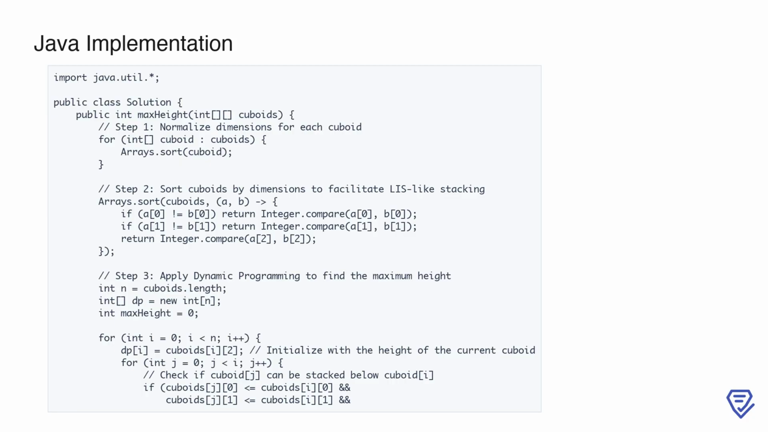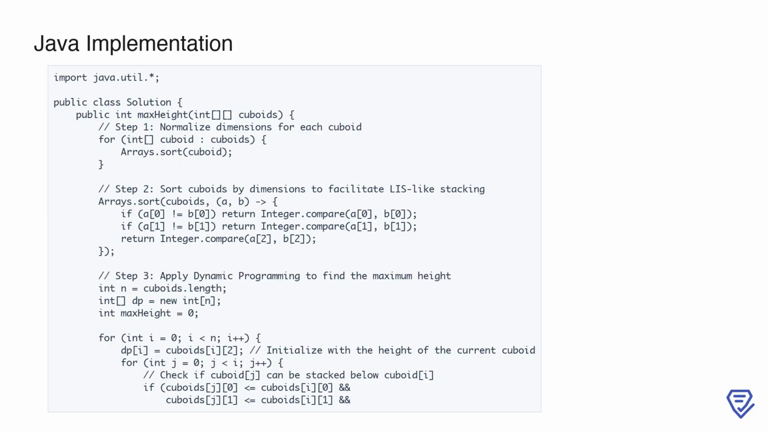This ensures that when we analyze the stacking possibilities, the cuboids are already arranged in a way that respects the stacking rules. After sorting, we initialize a dynamic programming array, dp, where each element represents the maximum height achievable with the cuboid at that position as the topmost cuboid. We also maintain a variable, maxHeight, to track the overall maximum height across all configurations.